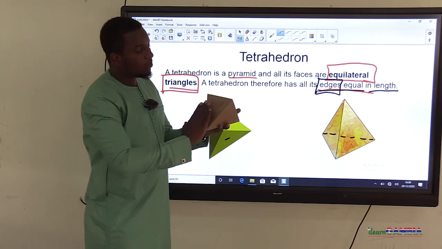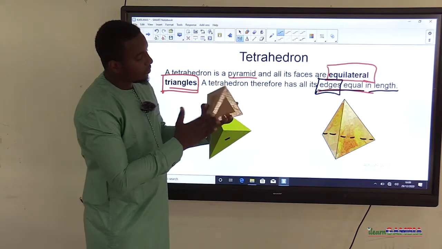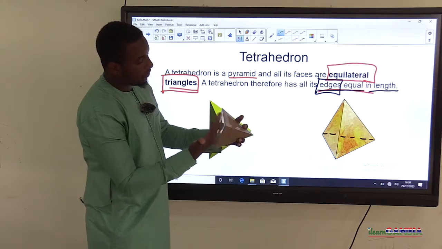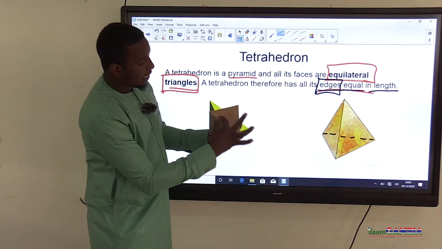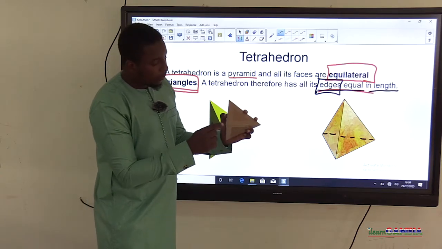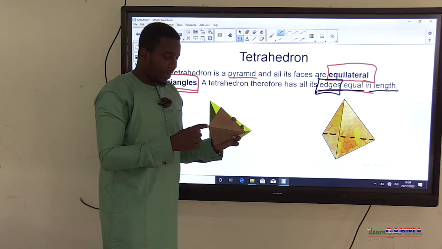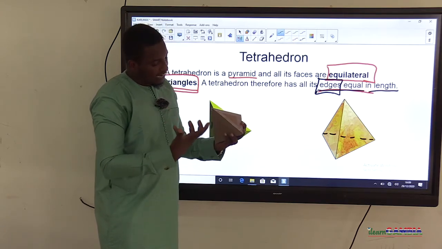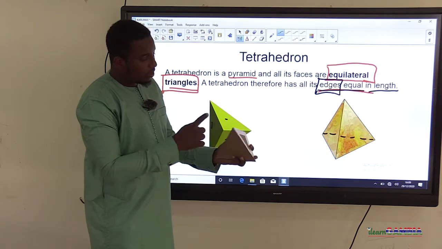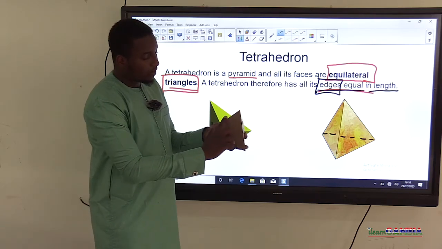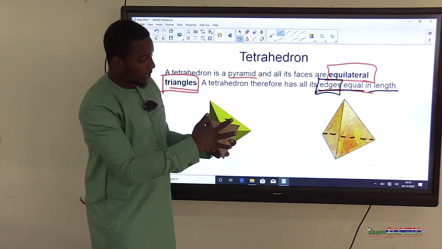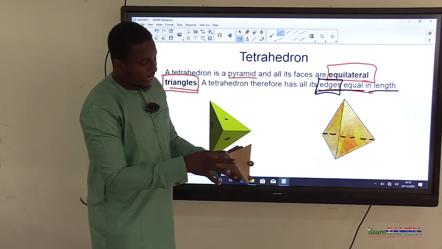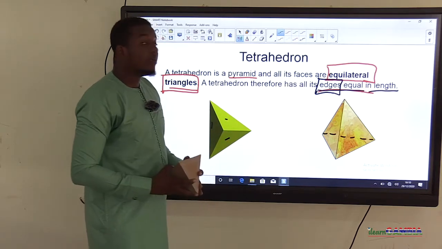Like in this case, here is a face, here is another face, and here we have the third face. Here we agree that three faces meet, and where they all meet is what we refer to as the vertex or the vertices. Also, on the side of edges, it is where three or more edges meet. Here is one edge, here is another edge, and here is the third edge. Where they all meet is referred to as the vertex.